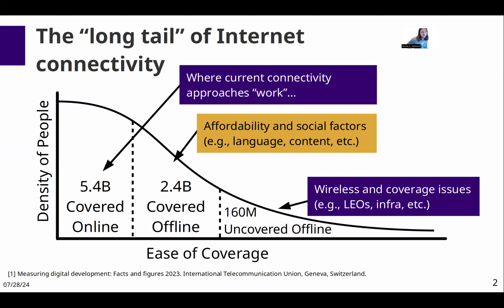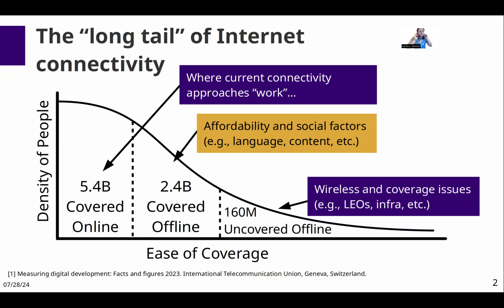So this research focuses on a relatively underexplored population, at least in the SIGCOMM and networking venues, which is the middle part of this. On the left, you see the 5.4 billion people who are successfully online. This is a bit overstated, but we're using the ITU numbers. And on the right, you see the 160 million people who are completely off of the network, a normal focus area for our research. This focuses on connecting people who are within coverage, but not using the network.